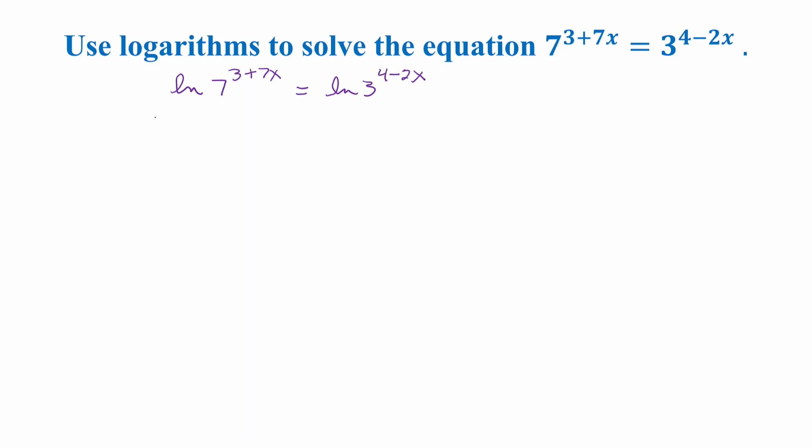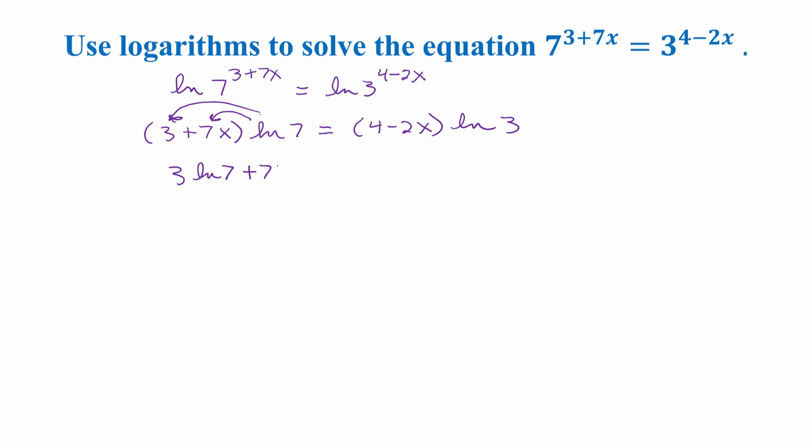Now I can pull 3 plus 7x in parentheses out in front of the natural log of 7. And then on the right side of the equation, I will pull 4 minus 2x out in front of natural log of 3, making sure I put parentheses around 4 minus 2x. On the left side, we'll distribute through the natural log of 7 to give us 3 times the natural log of 7 plus 7x times the natural log of 7. On the right side, distributing through natural log of 3, we have 4 natural log of 3 minus 2x natural log of 3.